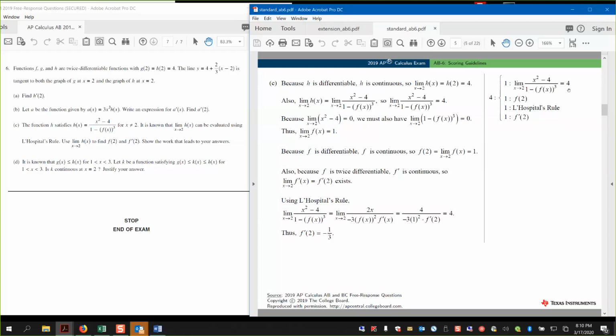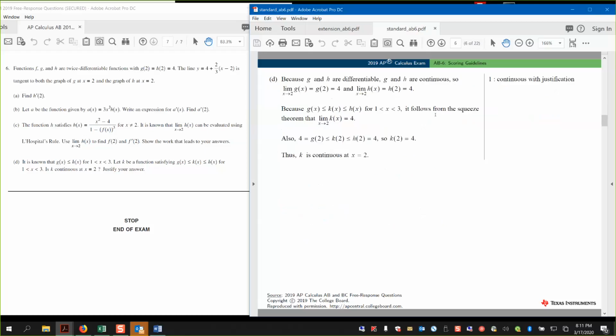The second point was for finding the value of f of 2. The third point was for appropriately conveying the use of L'Hopital's rule, and we'll decipher a lot of this more in a couple minutes. And the fourth point was for actually finding the value of f prime of 2. And part D was worth 1 point, and boy, there's an awful lot of little things necessary here to earn this 1 point. But generally, we need to see that the student concludes that yes, K is continuous, and they have to provide sufficient justification for this conclusion. And we'll again go through a lot of this in a couple minutes.